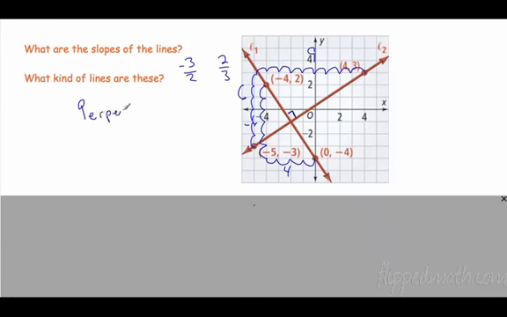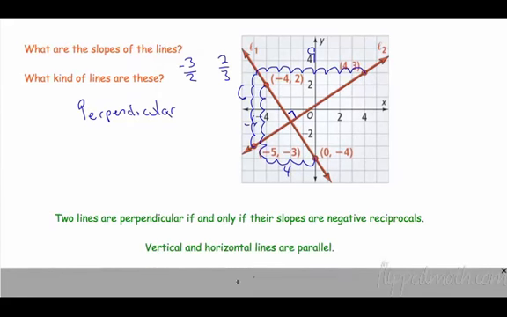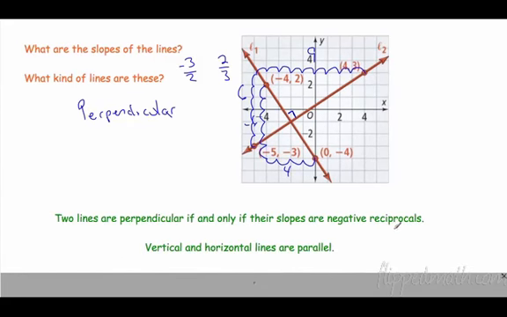These are perpendicular. Hopefully you remember from algebra that these slopes are called negative reciprocals, right? So two lines are perpendicular if and only if their slopes are negative reciprocals. And remember, negative reciprocals means what? I take my fraction and I flip it. So 3 was the numerator, goes to the denominator. 2 was the denominator, goes to the numerator.